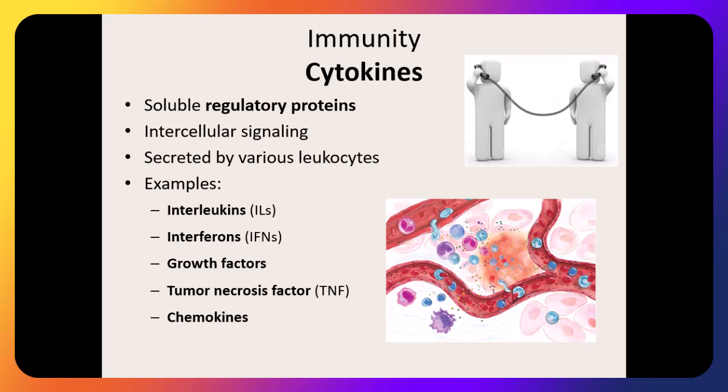An interferon is secreted by virally infected cells to warn neighboring cells that there's a virus present and they should arm themselves. Our cells do know how to arm themselves against viruses. It's not always effective, but they do know how to arm themselves. So interferons allow cells to talk.